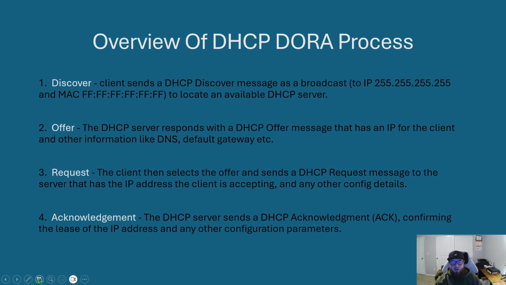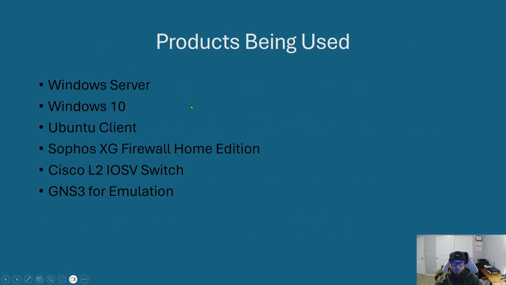So moving on. Basically, this is just the products we're going to be using today. We're going to be using Windows Server for the DHCP server, and a few other things. We're going to be using Windows 10 for clients, and Linux Ubuntu for clients. We're going to be using a Sophos XG Firewall Home Edition for our L3 gateway, and to also help provide routing and set up the DHCP relays in each VLAN interface. For our switch, it's going to be Cisco L2 IOSv, and GNS3 is the platform we're using to emulate all of this.